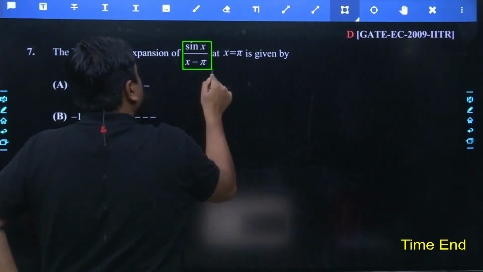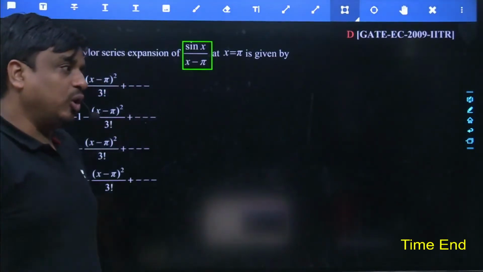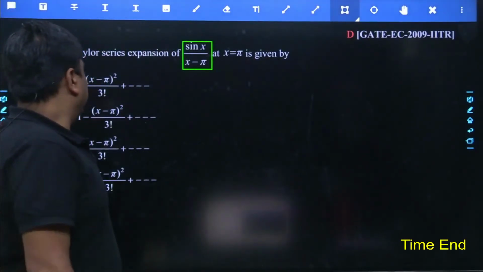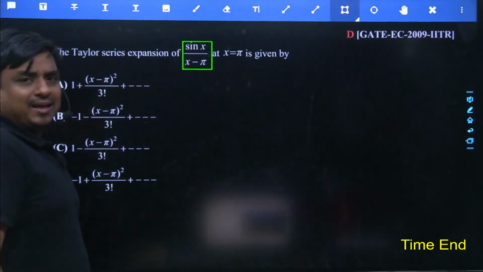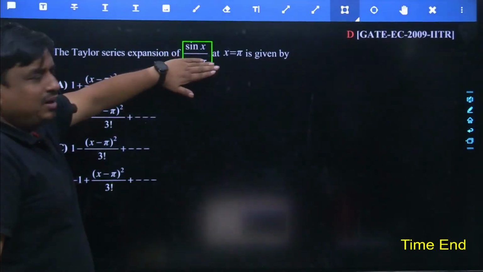See what happened. The differentiation of sine of x is quite easy, but the differentiation of sine of x along with x minus pi in the denominator would become quite difficult. And once you focus on the options, you yourself would be able to understand the expansion is being made at x equals pi. So what we can do, x minus pi can be kept as it is.